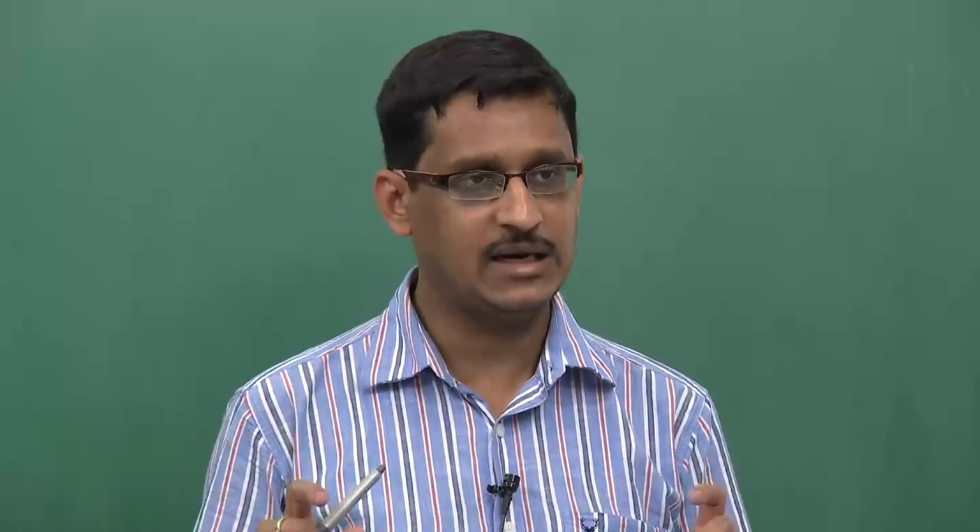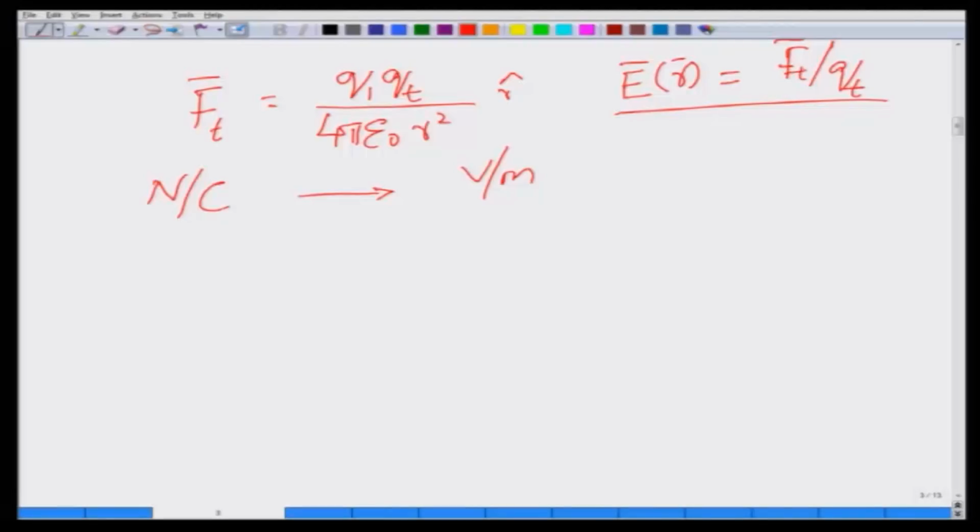Both are quantities which are vector fields, measured in terms of volt per meter. This is a practical unit for measurement of electromagnetic quantities. We are going to use practical units such as volts and amperes. So, in contrast to newtons per coulomb, electric fields are actually measured in terms of volt per meter in the SI unit. So, this is electric field.